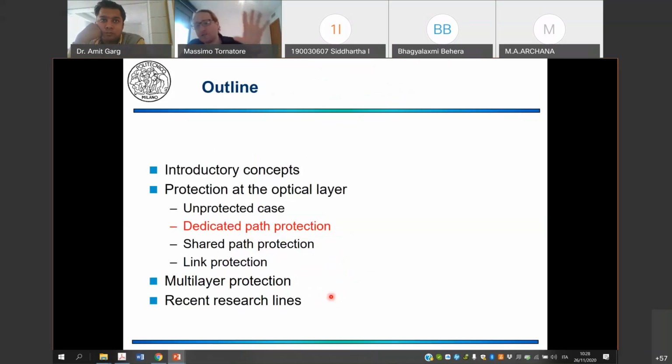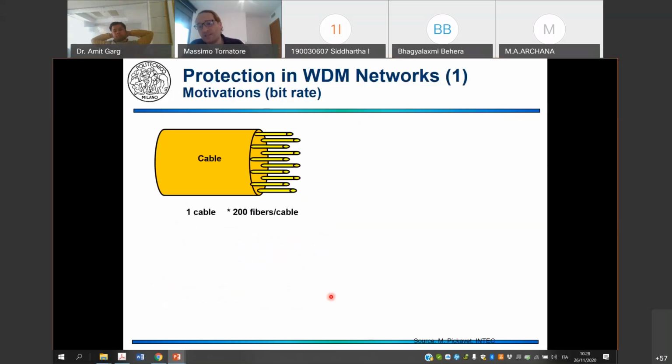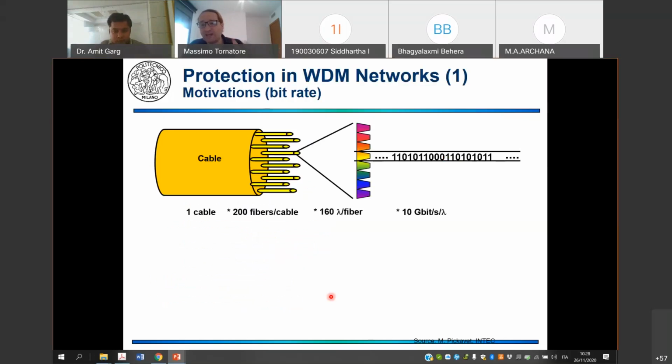Now that we have a little bit defined the context in which we are moving, let's talk about what the techniques are to ensure protection. And let's start with some motivations, okay? So why protection, especially in core networks, is universally considered a main design driver of the network. The reason is quite intuitive. In optical networks, the amount of bandwidth carried by each link is just enormous. It's just huge, okay?